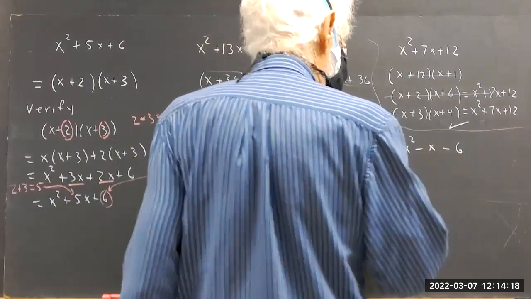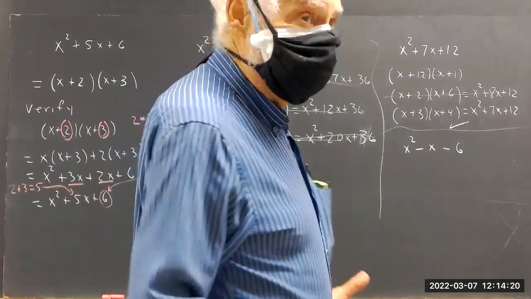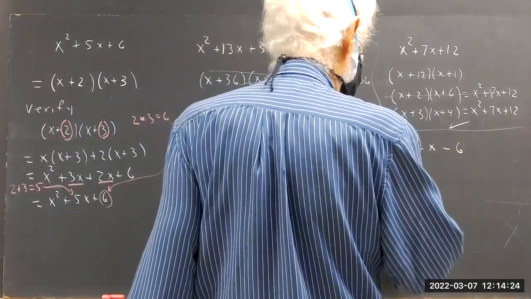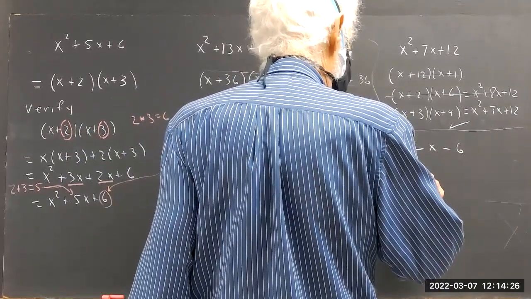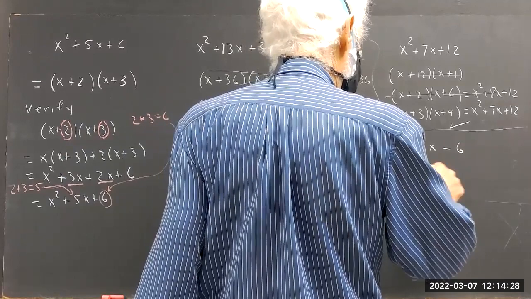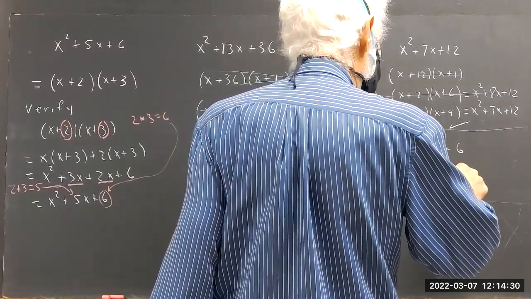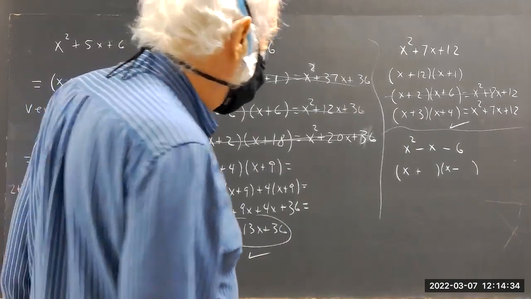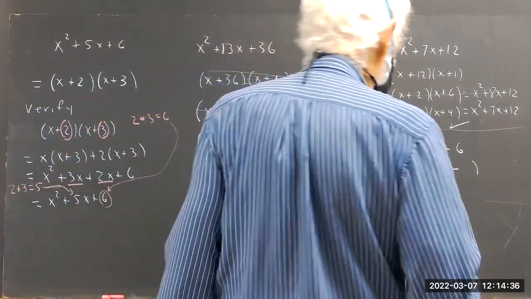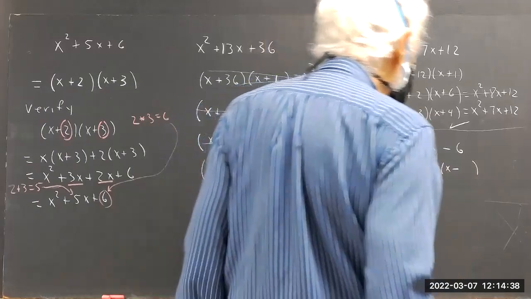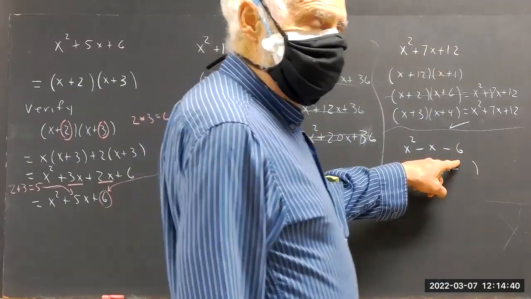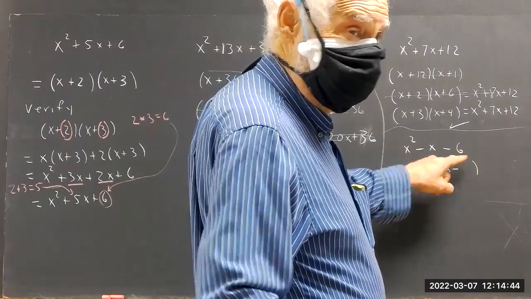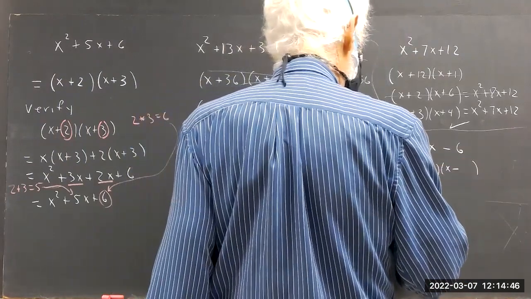This one's a little trickier. So we're going to have an x plus something and an x minus something. Okay? And there are several possibilities, actually 4 possibilities. The 6 can be factored as 1 and 6 or 2 and 3. Okay?